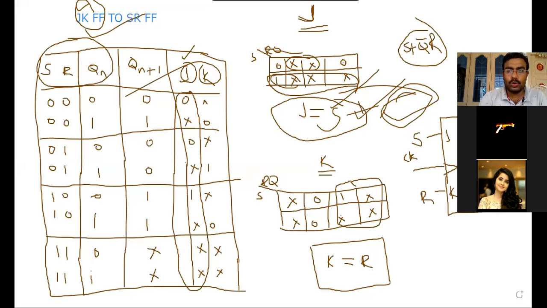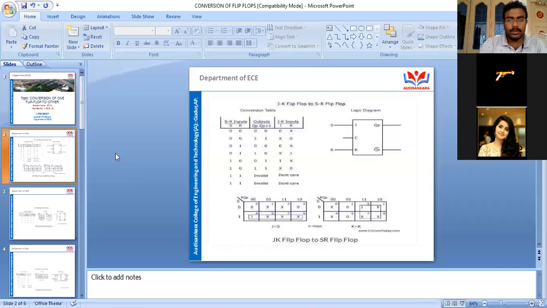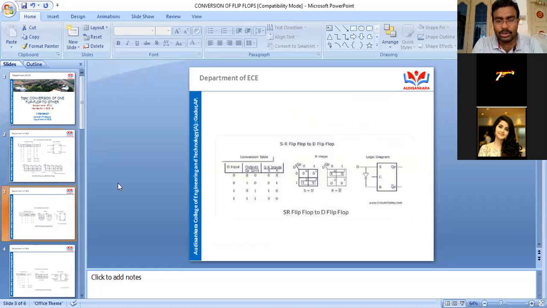Then let us go and see the remaining conversions we have, guys. Okay, so from the PPT, we will see all those things. So far we have seen JK to SR conversion. We follow the same kind of procedure to convert one flip-flop into another flip-flop. Look here, guys. Next conversion is SR to D flip-flop.